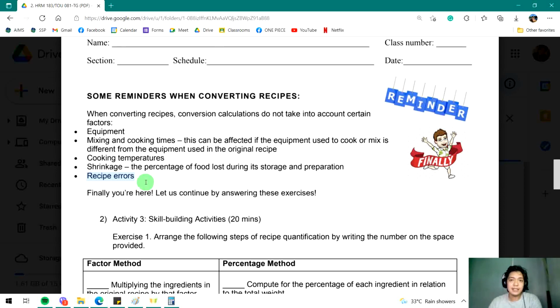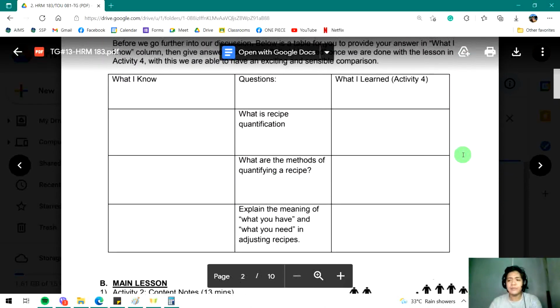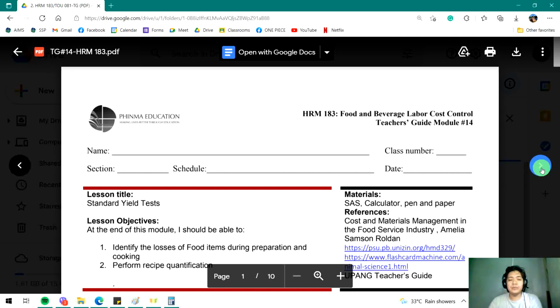Ang kino-convert lang natin, or what we're only looking for is the required ingredients that we have to have in order for us to yield a larger portion size or larger portion yield. So that's it for recipe quantification. Next, we're going to have this discussion in standard yield tests.